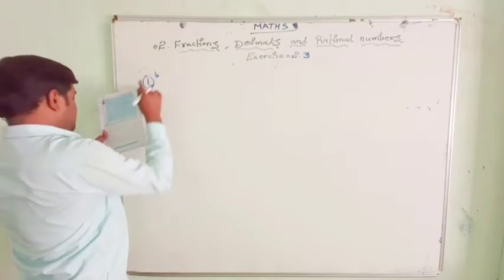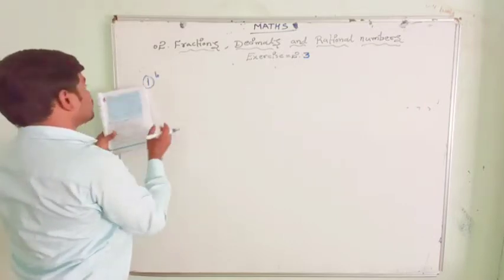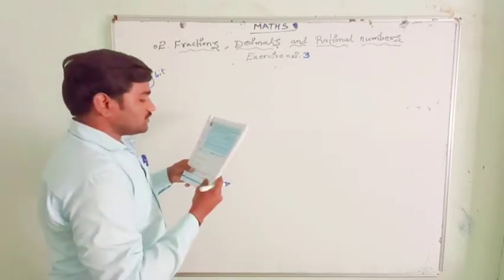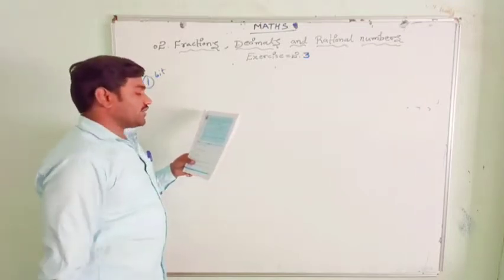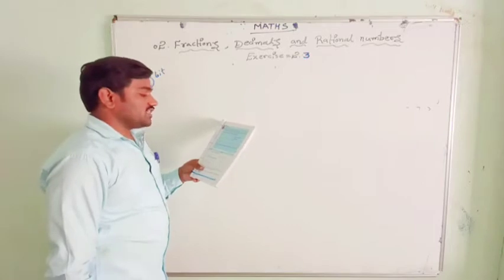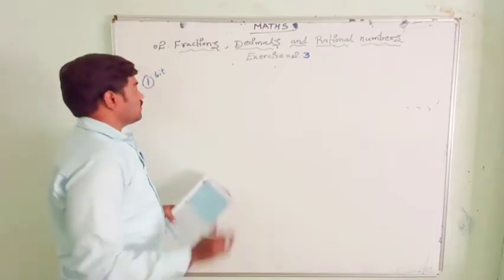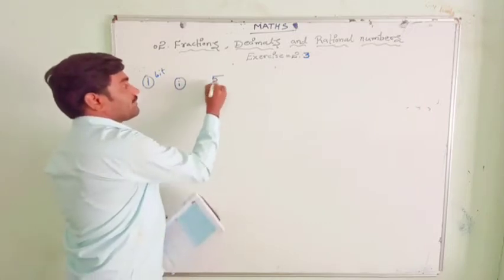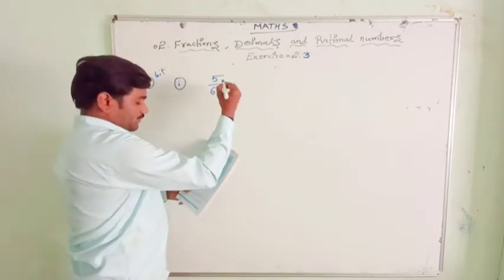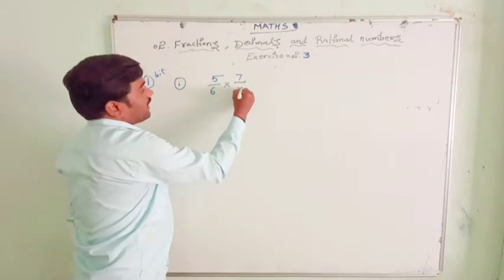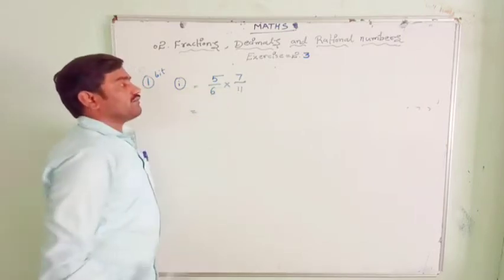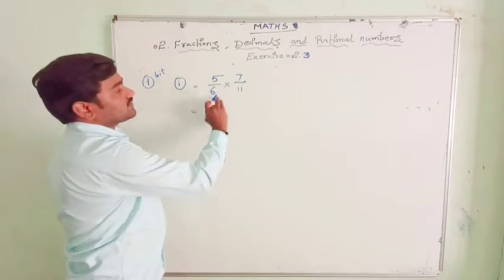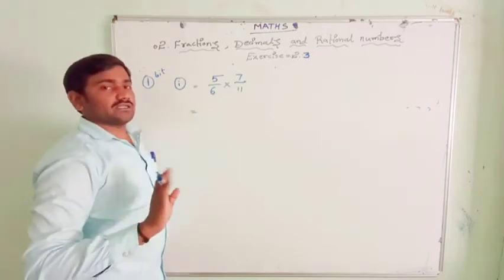Here, there are 7 questions actually. In the first bit, we have 3 questions. Find out each of the following products. Okay, let us find the products of the given numbers. That means 5 by 6 into 7 by 11. Find the answer to this question now. Very simple. First of all, is there anything that can be cancelled here? 5 and 7, 6 and 11 will not be cancelled in the same table.